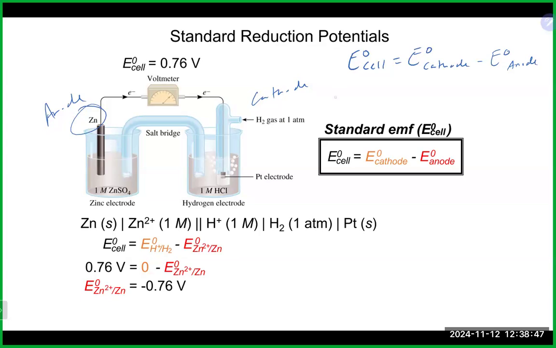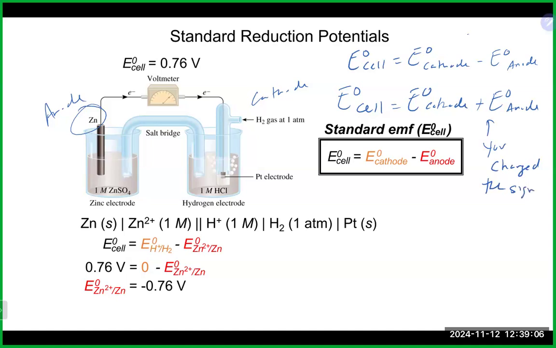And sometimes people will do this equation as E of the cell is equal to E of the cathode plus E of the anode. But here you change the sign. And here the equation changes the sign for you. So I will say this again as we get closer, but I would choose one way and stick with it. Don't mix and match, because then you'll add and you'll change the sign. You don't want to change the sign or not.